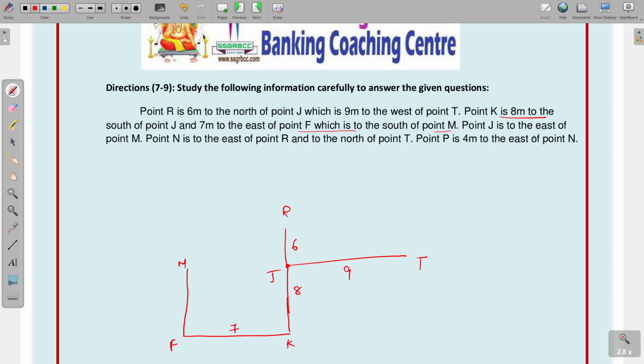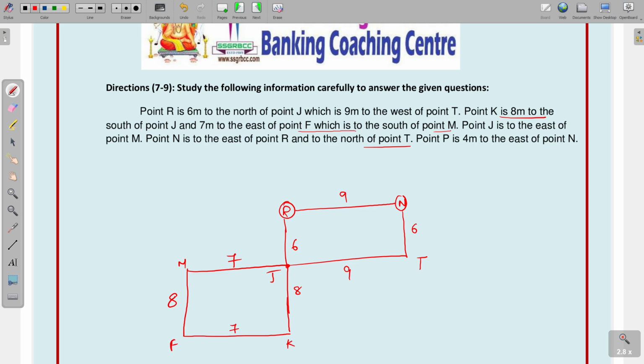Next, J is to the east of M. So, J here and M here. See here, the distance between M and J is 7 meters, and M and F is 8 meters. Next, N is to the east of point R and north of point T. R is here and N is east of R and north of T. Okay. So, the distance here is 9 meters and 6 meters.